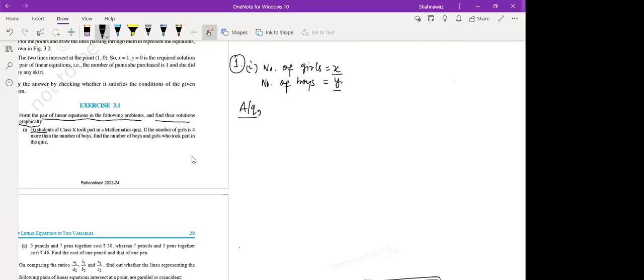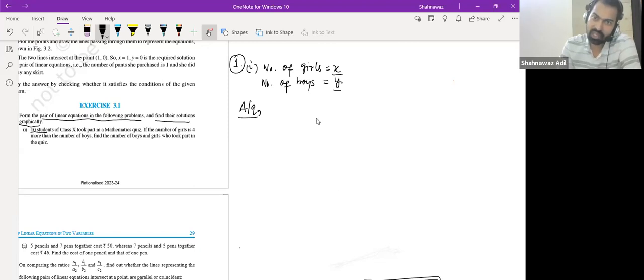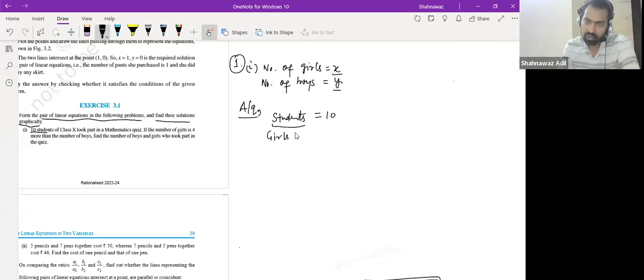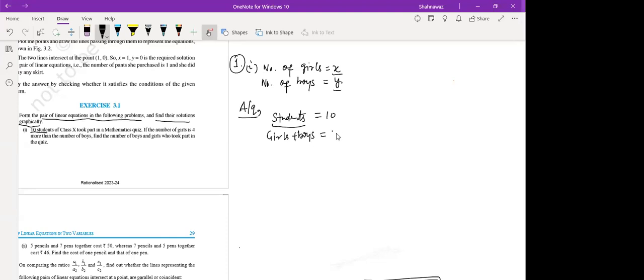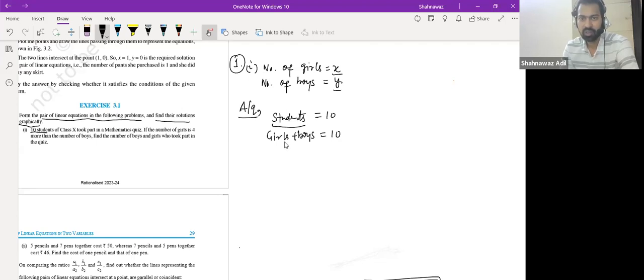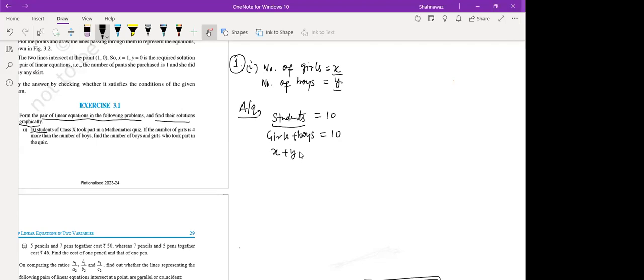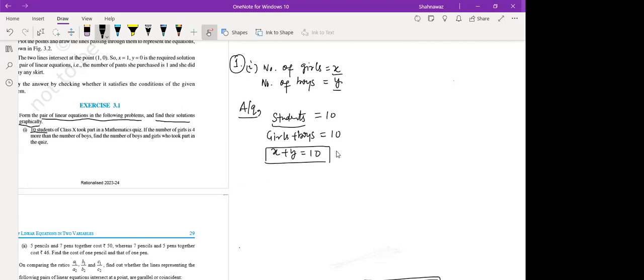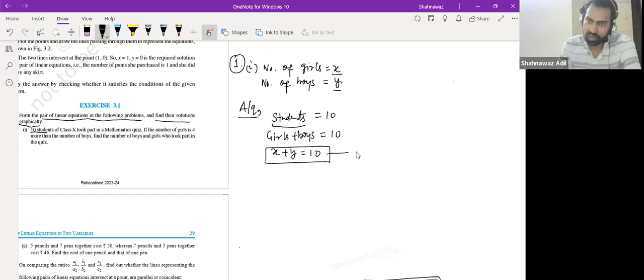So total students are 10, and students are girls plus boys. So X plus Y equals 10. Is this clear to you? Okay, so this is the first equation, the first linear equation.